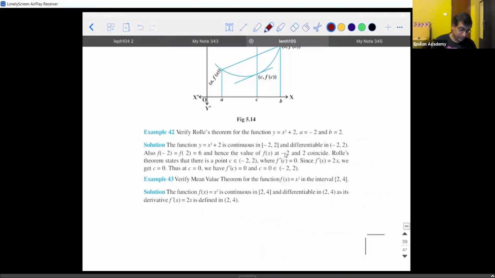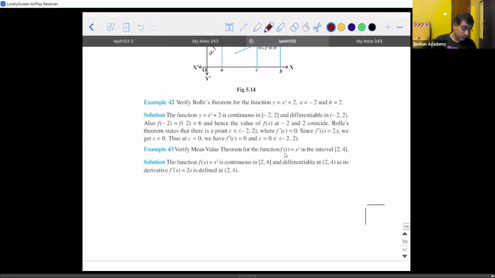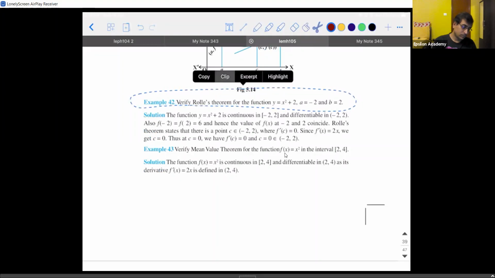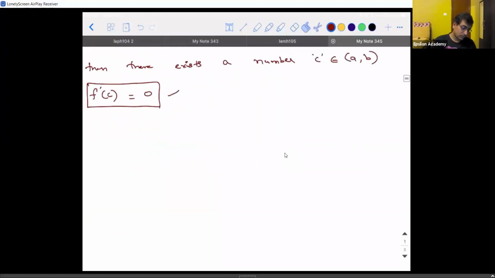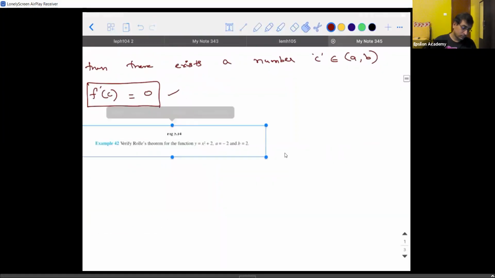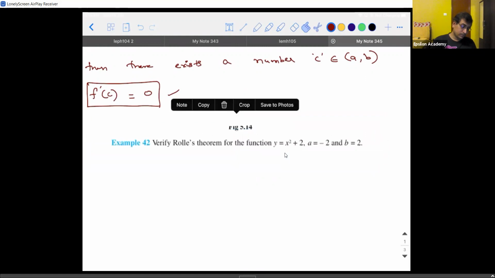So the question says, verify Rolle's theorem for the function y is equal to x square plus 2 between the points a is equal to minus 2 to plus 2. Let's see. Okay, now listen, guys. So the function is x square plus 2. a is equal to minus 2, b is equal to 2.